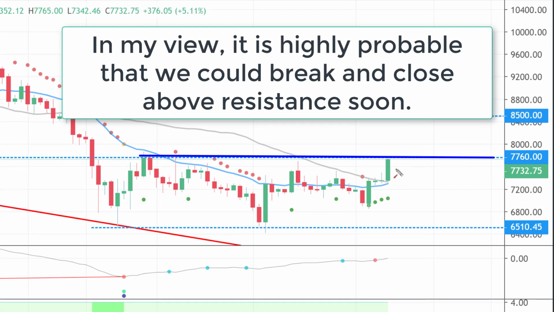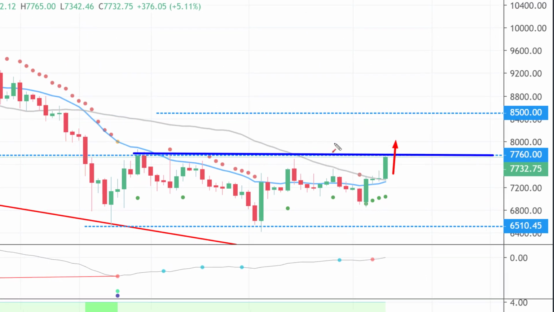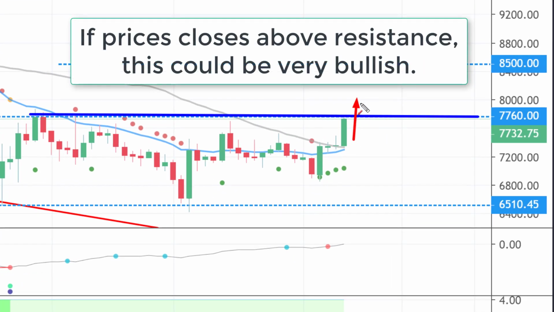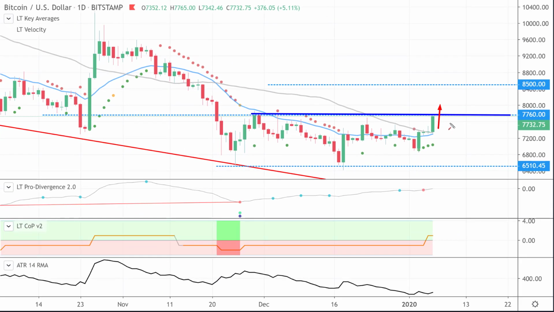If Bitcoin manages successfully to break and close, again, we want to see the price bar closing above that resistance, okay? If we can close above that level of resistance, this increases the probability that we could go into a bullish phase on Bitcoin, quite a strong bullish phase, in fact.